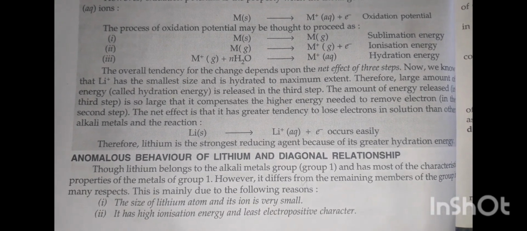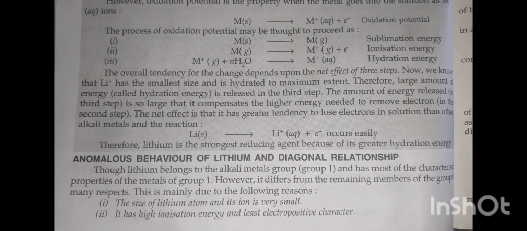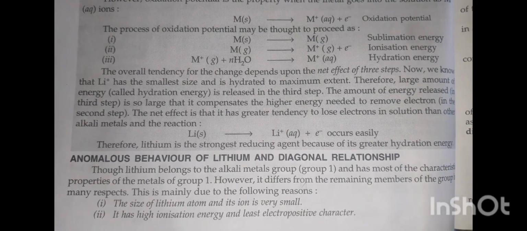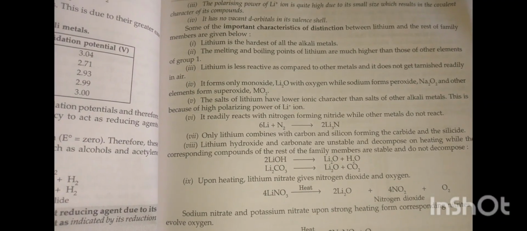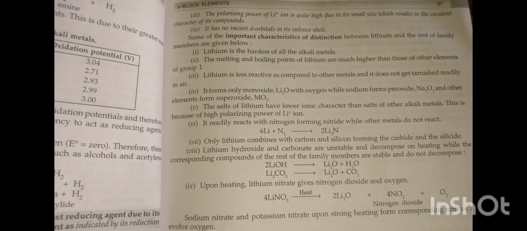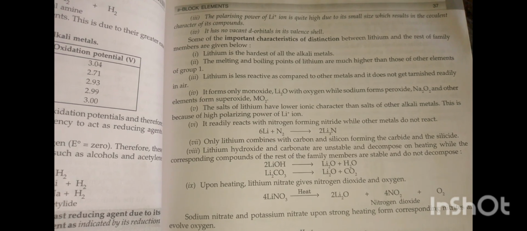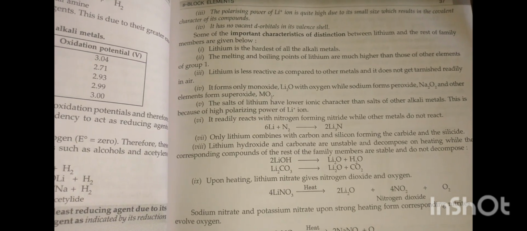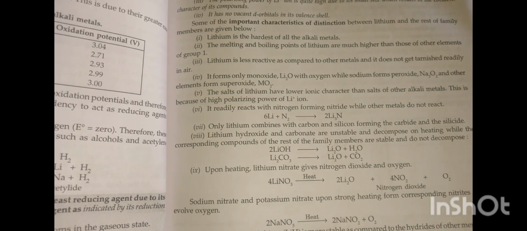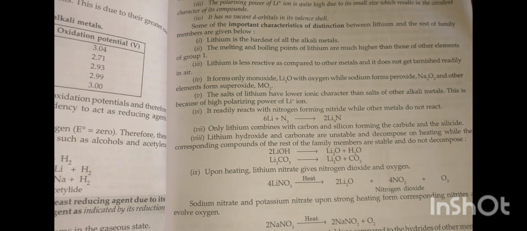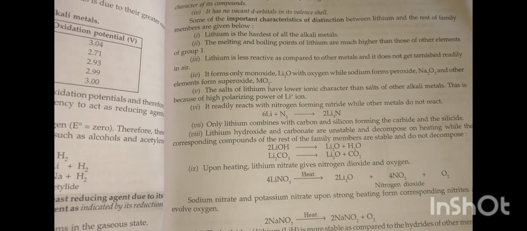The size of lithium atom and its ion is very small. It has very high ionization energy and least electropositive character. The third is the polarizing power of Li+ ion is quite high due to its small size, which results in the covalent character of compounds. It has no vacant d orbital in its valence shell. Some of the important differences between lithium and the rest of the family members are given below.